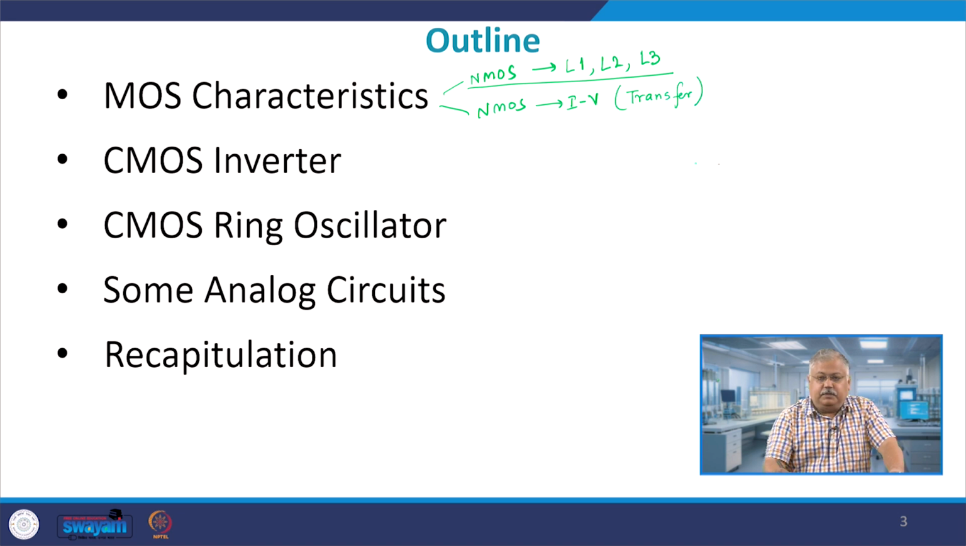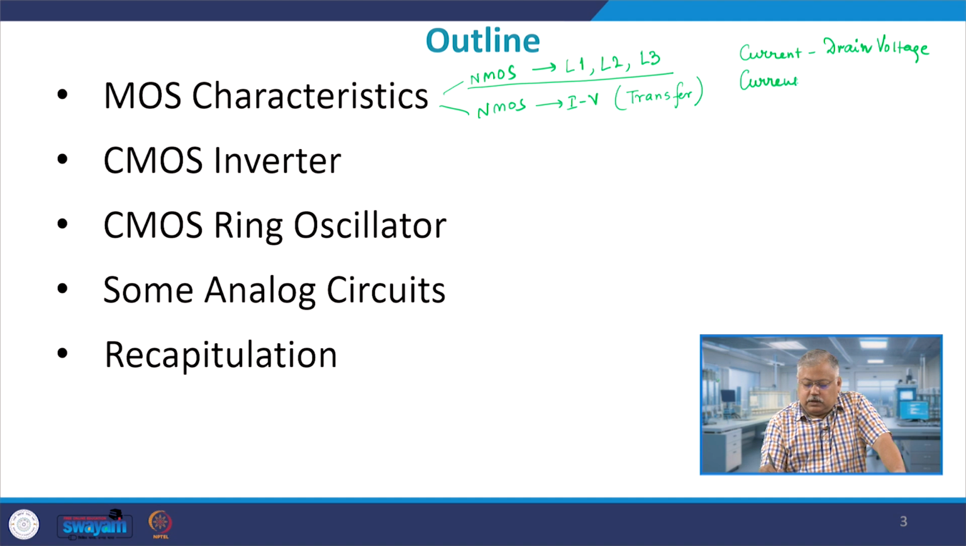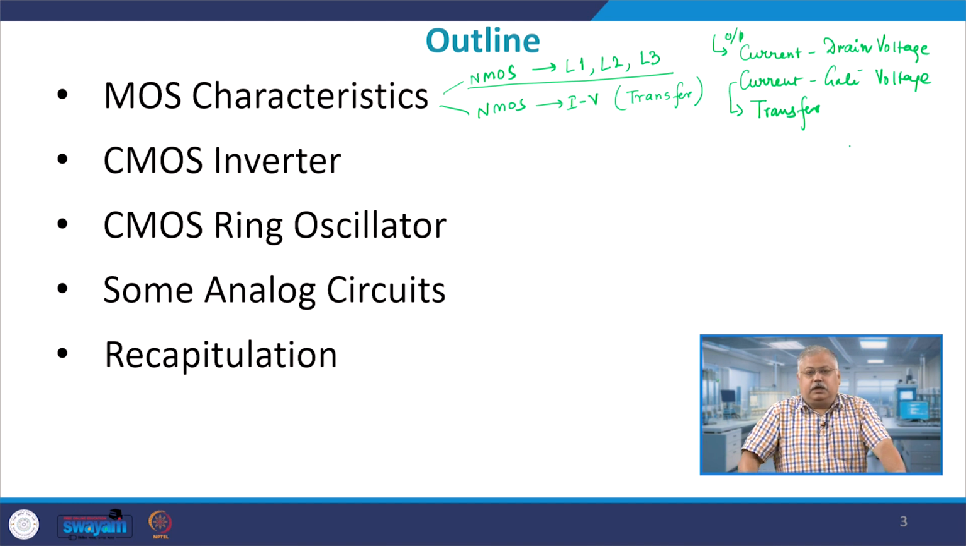What does transfer basically mean? Current versus applied gate voltage, and we will also be looking at current versus drain voltage. So, two things we will be looking into: current with respect to drain voltage, and current versus gate voltage. This one is referred to as the output characteristics, and this one is referred to as the transfer characteristics. We will look into both of them in a detailed manner.